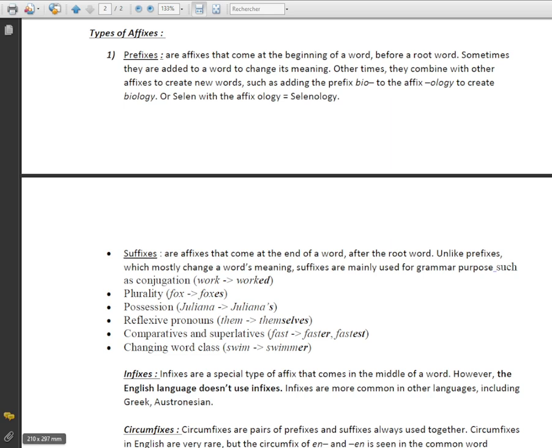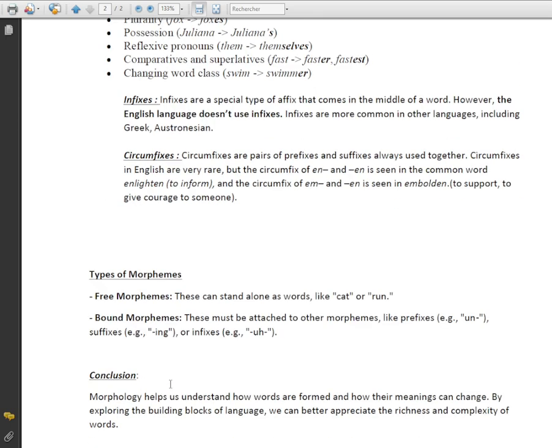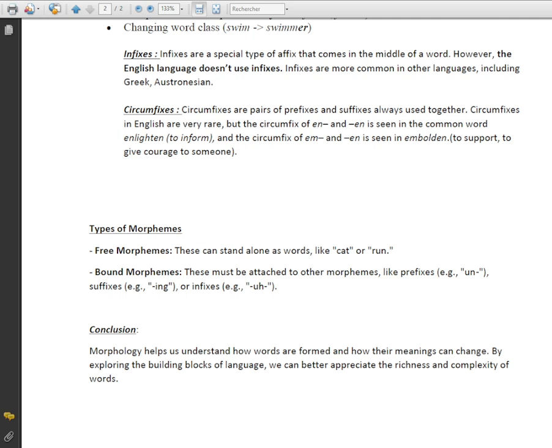Then we're gonna be moving to our final point, which revolves around the circumfixes. They are pairs of prefixes and suffixes always used together. Circumfixes in English are very rare, but the circumfix en and en is seen in the common word enlighten, which refers to being informed, and the circumfix em and en is seen in embolden, which refers to giving courage to someone.